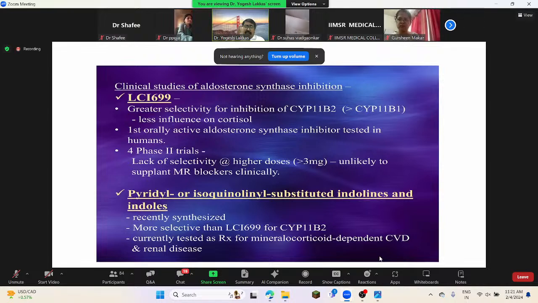If the molecule is not specific for aldosterone itself, that can lead to decreased cortisol, and that can cause adrenal insufficiency. The patient may have clinical side effects of weakness and excessive fatigue, which you have to always consider when you are treating these patients. You have to keep side effects minimal when you are treating these patients.